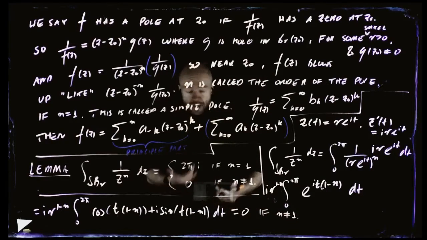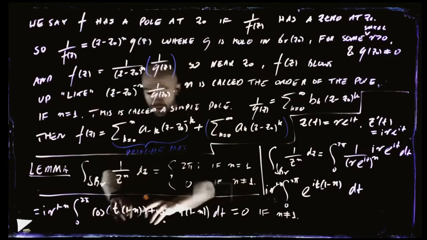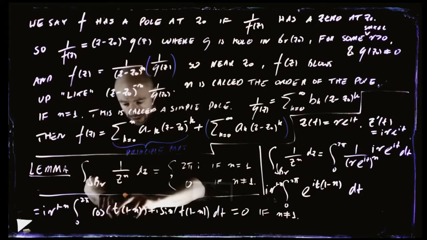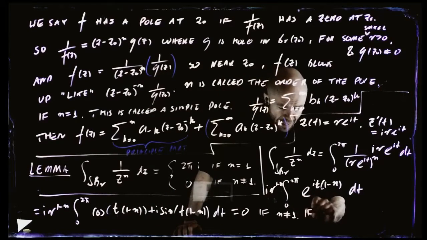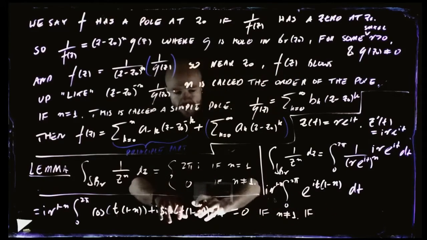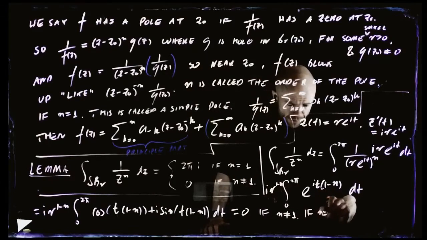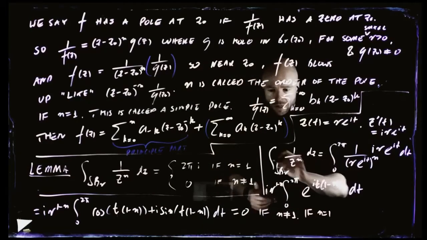And on the other hand, if it is equal to 1, then what happens? Well, then this thing is 0. This thing is cosine of 0, which is 1, right? And this thing is just sine of 0, which is 0. So if n is equal to 1, then let's call this thing star.